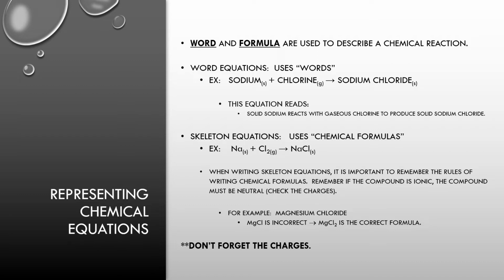So remember, if these things are ionic compounds, you have to check the charges. For example, if I just wrote out magnesium chloride using words, most people are just going to put Mg and Cl together. But remember that Mg has a +2 charge and Cl has a -1 charge. So you have to do MgCl2. So again, it is important that you remember how to write the charges. That stuff doesn't go away.